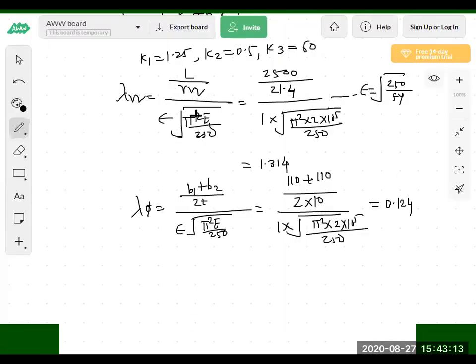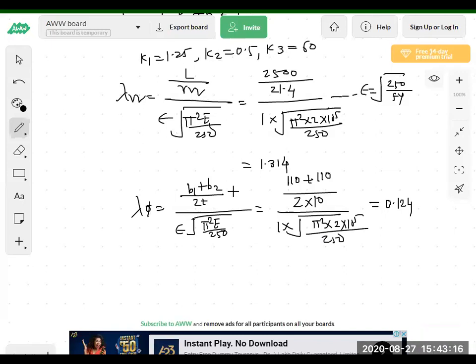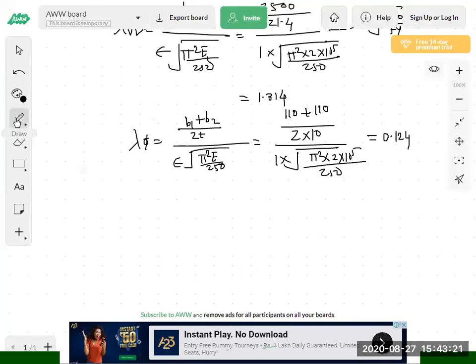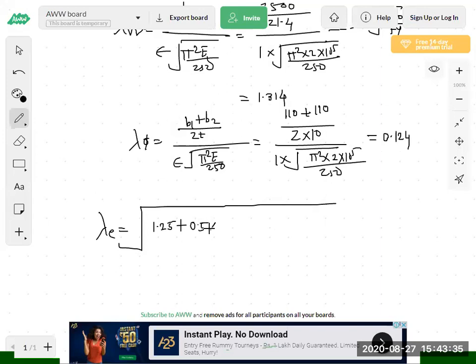Okay, so we got k1, k2, k3, lambda VV and lambda phi. So we can calculate lambda e. Lambda e is equal to under root of k1, which is 1.25, plus k2, which is 0.5, into lambda VV square, the value of lambda VV being 1.314 square, plus k3, which is 60, into lambda phi square, 0.124 square. So calculate lambda e.